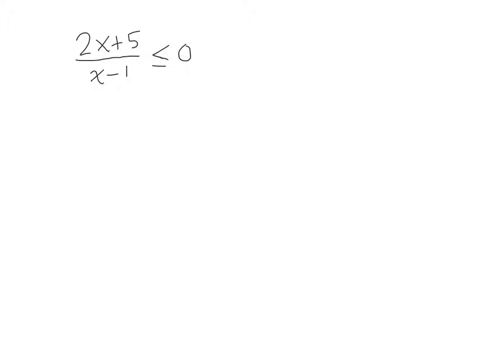Okay, so we have a rational inequality, and we're going to give it a go to try to solve this using a sign chart. Now, the first thing is that we want to make sure that one side of our inequality is equal to 0. And then the other side of the inequality, we want to make sure that it is written as one single fraction.